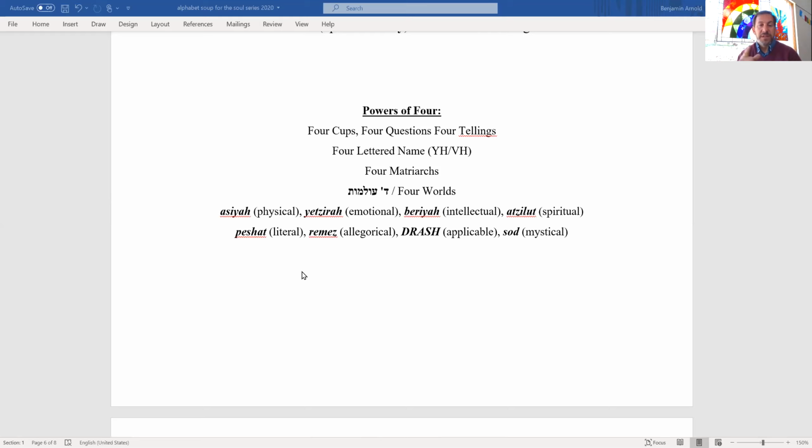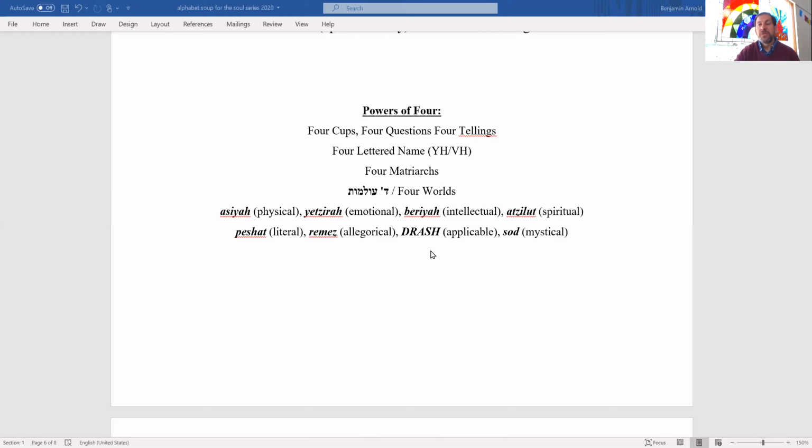So together, if you take the first letters of each of those words, pshat, remez, drash, and sod, you can combine them into the four-letter word pardes. And pardes literally means orchard. It's a loan word from the Persian language, and we've borrowed it into English as well, with the word paradise, pardes, paradise. In Hebrew and in Persian, it meant an orchard, a beautiful, lush garden with trees.